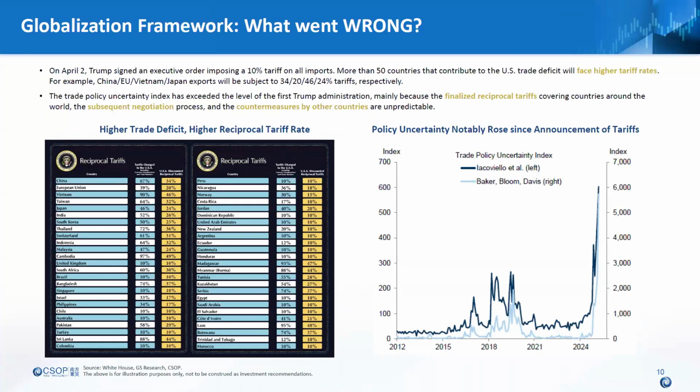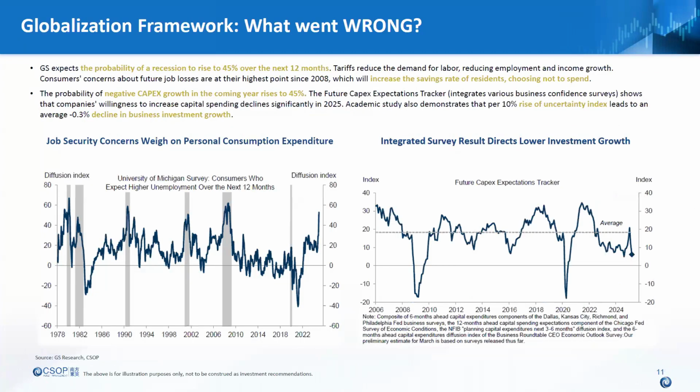I think the reason is also quite straightforward. This is because now Trump has a war not only against China, but almost against the whole world. For example, more than 50 countries that contribute to the US trade deficit may face higher tariff rates, but the subsequent negotiation process and the potential countermeasures by other countries are still unpredictable. So regardless of the final impact, the probability of a recession, thanks to this tariff war, is rising over the next 12 months, and consumers globally may choose to save instead of spending, and so will corporates, which will reduce their capex due to the increased uncertainty.